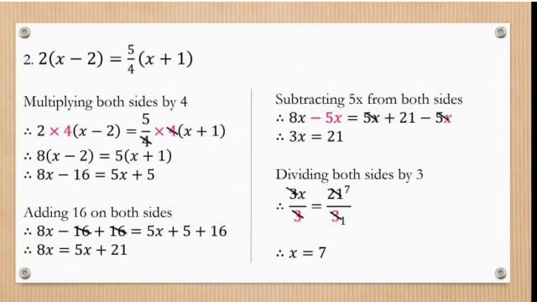So 2 multiplied by 4, x minus 2 is equal to 5 upon 4 into 4, x plus 1. So what is 2 4s? 8. 8 and in the bracket it is x minus 2. Now in the right hand side, your 4 and 4 gets cancelled. So 5, x plus 1 is in the bracket.